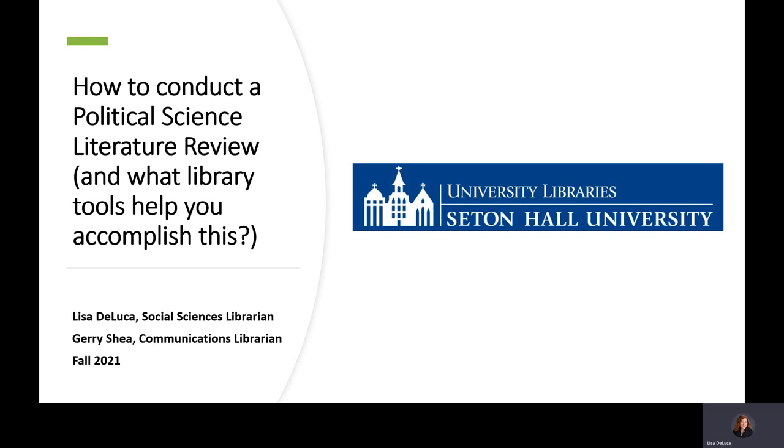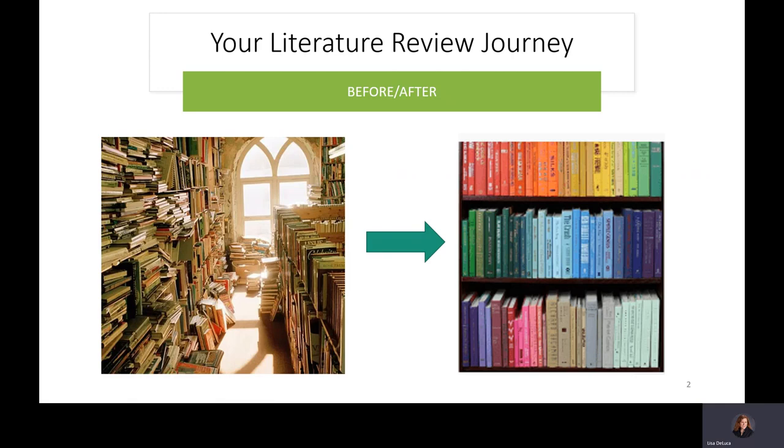Today, this video is going to teach you how to conduct a political science lit review and also tell you what library tools help you accomplish this. This is a before and after picture. You're going to collect a number of peer-reviewed journal articles, also called academic, also called scholarly, and you are going to organize the themes of these articles into a lit review, and this video will tell you how.